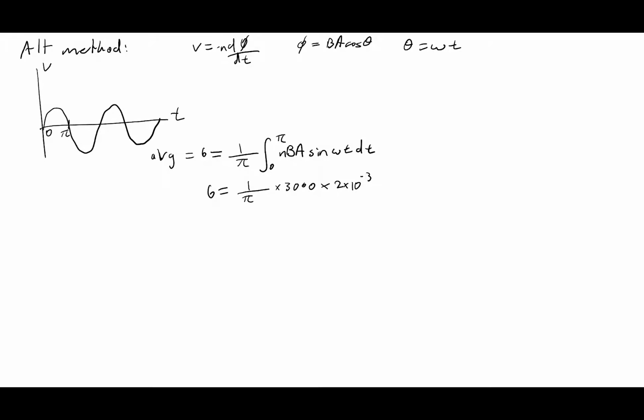Yeah, at negative n, no, because voltage is negative n d phi over dt. 1 over pi, because we're taking the area from 0 to pi. So 1 over pi minus 0 averages it.